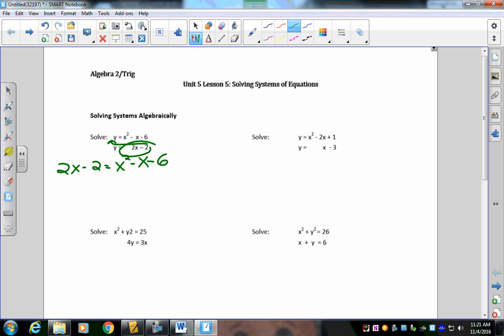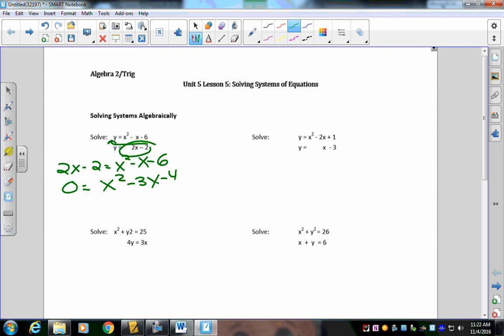Now I only have x values and I have an x squared, so I know I'm going to have to solve the quadratic. So from here I can use factoring, completing the square, I could use quadratic formula. Any of those three would work. Can't use the square root method because I have an x term. So I'm going to first see if I can factor this. So I'm going to move everything to one side. So I have x squared, subtract, and I get negative 3x minus 4.